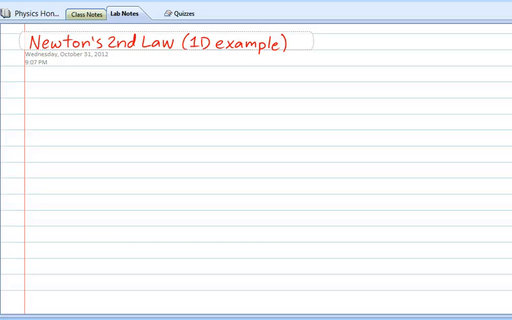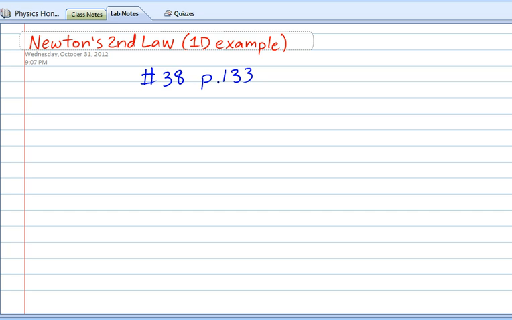Okay, welcome back everyone. So this is a solved example problem of Newton's second law in one dimension, and this is number 38 on page 133. I'm not going to write the whole problem out, so go ahead and grab your book and crack it open if you want to read along with me.